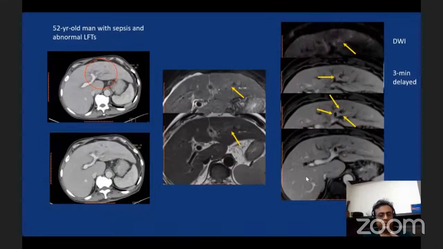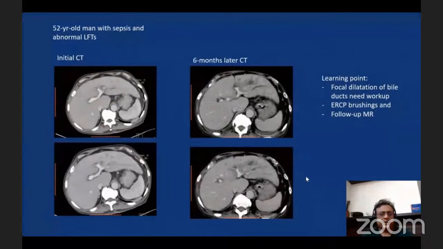So this patient came back 6 months later. I put up the initial CT and follow-up CT side by side, and you can realize 6 months later, the mass is now quite obvious. So initially it was a periductal infiltrating mass. Now it has become a combination of periductal infiltrating and mass-forming cholangiocarcinoma.